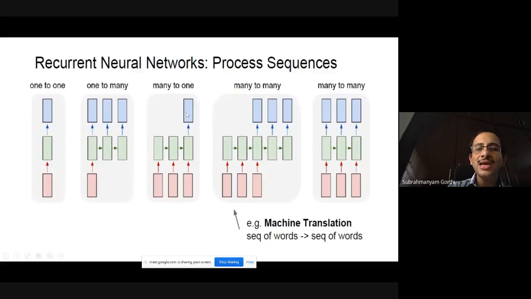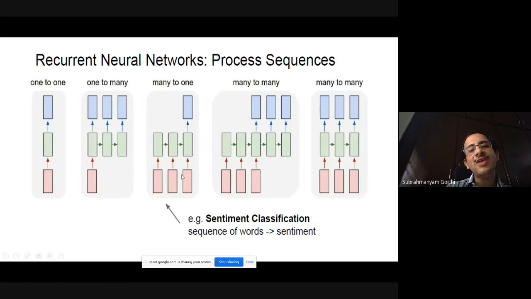Also here, sentiment classification. For example, on Twitter somebody may write some sentence, and we want to tell whether what he has written corresponds to a positive comment, a negative comment, or a neutral comment. This is one example for a many-to-one kind of recurrent neural network.